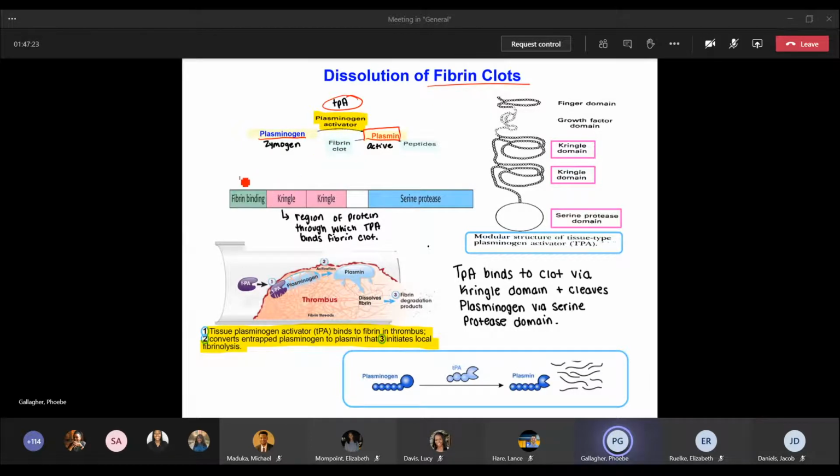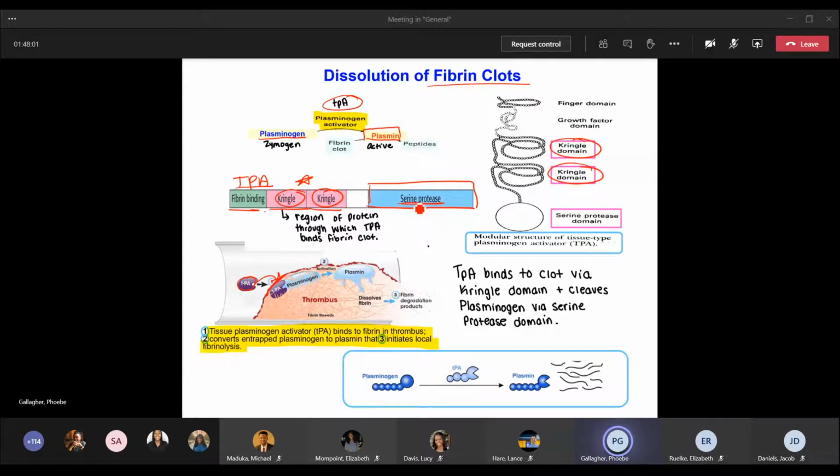This is TPA. This is going to show you the amino acid sequence of TPA. You've got these Kringle domains, and this is pretty high yield, understanding what the Kringle domains are. These are regions of the protein that allow TPA to bind to the clot. So it will have amino acids that are favorable for binding to certain amino acids on the fibrin exterior. The serine protease on the TPA is going to be the actual functional aspect of it.